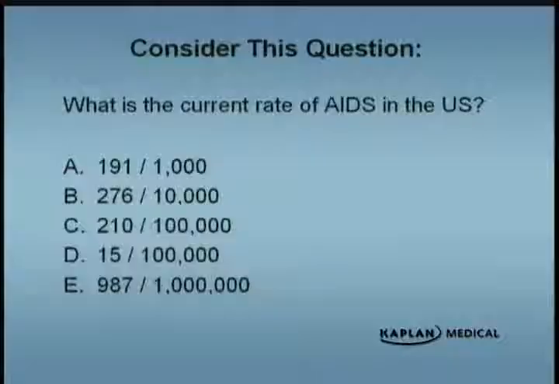And so you look down at your response options and you see A, 191 out of 1,000. You see B, 276 out of 10,000. You see C, 210 out of 100,000. You see D, 15 out of 100,000. You see E, 987 out of 1 million. A, B, C, D, E. One is right. The other four are certainly wrong.